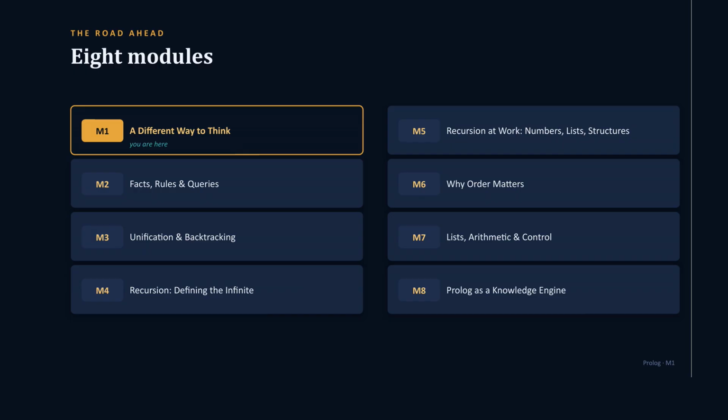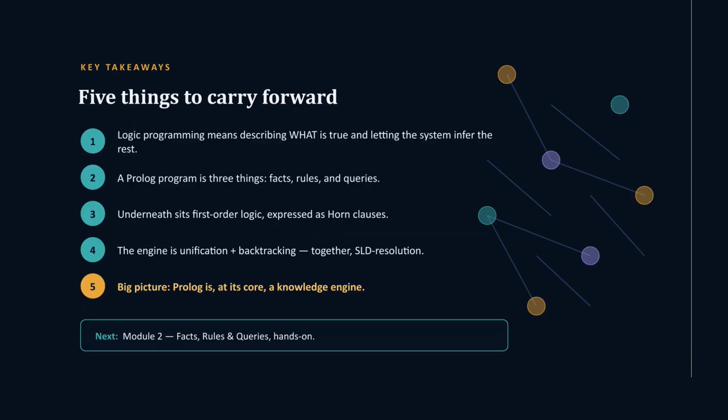Let's build. Let's pull the threads together. Logic programming means describing what is true and letting the system infer the rest. A Prolog program is made of three things: facts, rules, and queries. Underneath sits first-order logic, expressed as Horn clauses. The engine that runs it all is unification plus backtracking, together called SLD resolution. And the big picture view to carry forward: Prolog is, at its core, a knowledge engine. In the next module we will get hands-on with the building blocks, facts, rules, and queries.